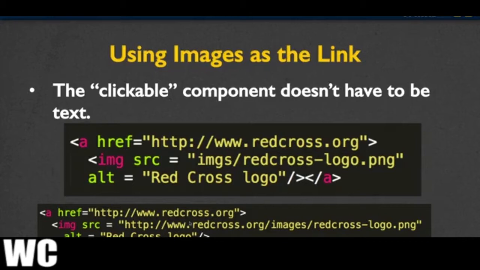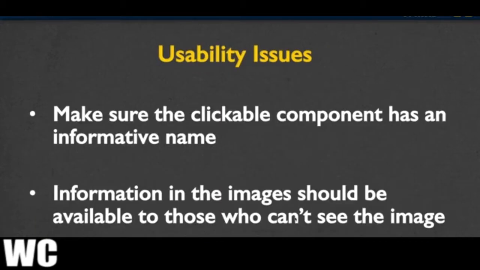I've put in the entire URL. So let's talk usability issues and accessibility issues. If you're going to use a clickable component, you want to make sure that it has an informative name. There's software out there that can list all of the links within a page for people who can't use typical means of accessing the page. And it is not at all helpful to them if all the links are labeled "click here, click here, click here," right? You want to give it some sort of informative name.